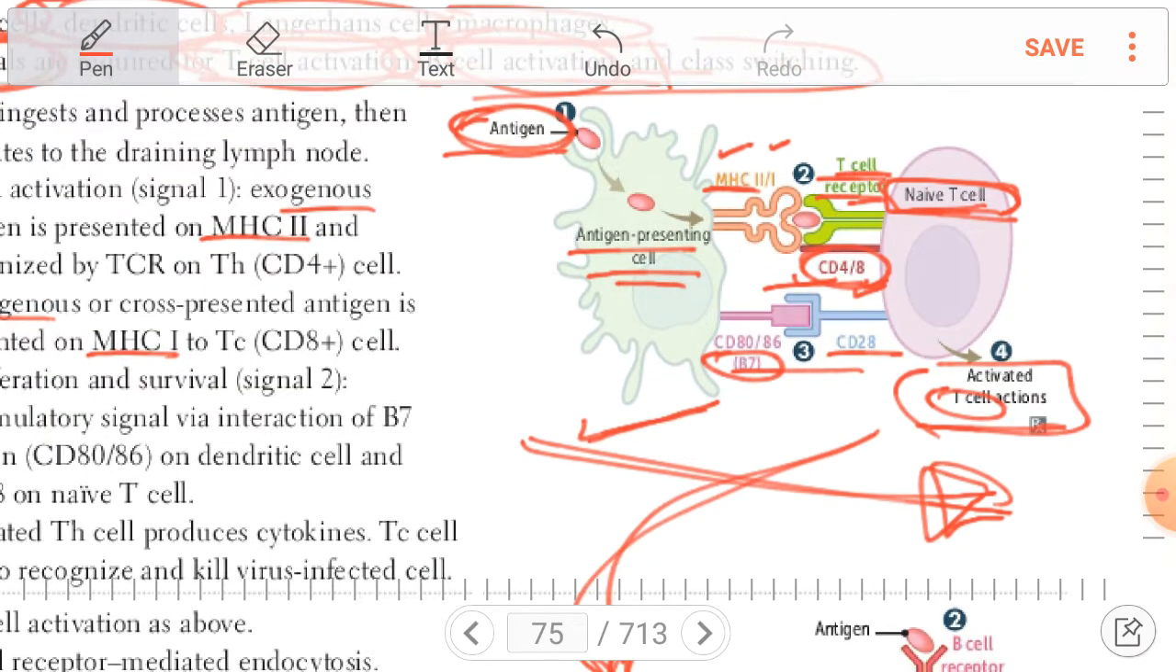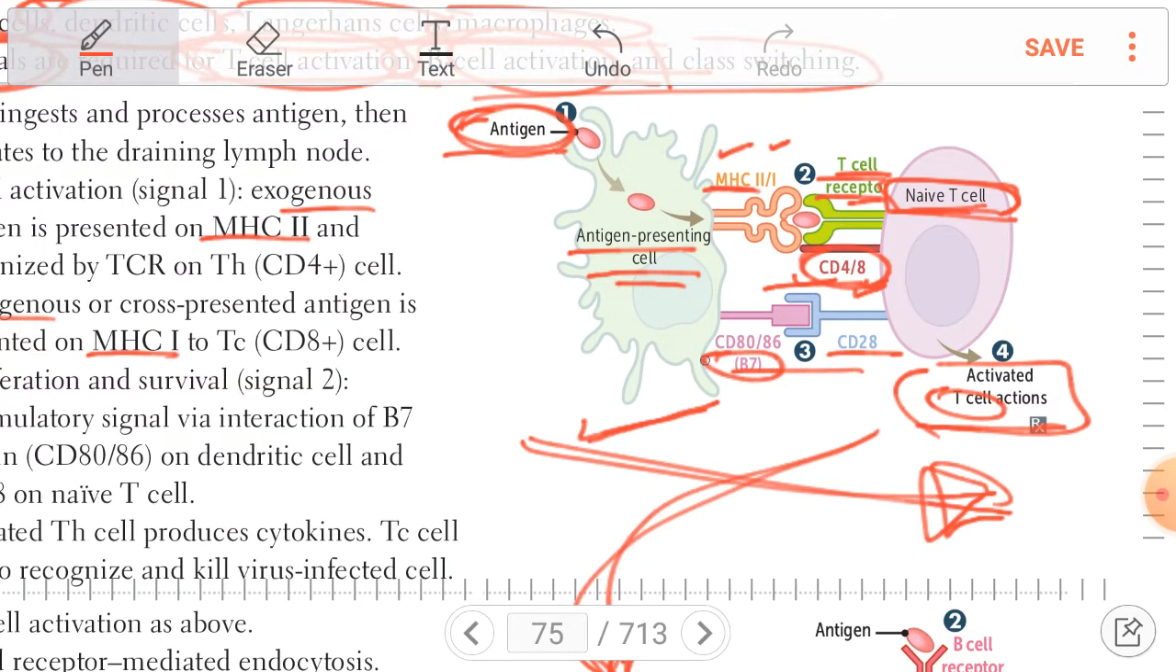Plus antigen presenting cells have another one which is called CD86, which is B7, will bind to CD28. This pathway leads to activation of T cells.